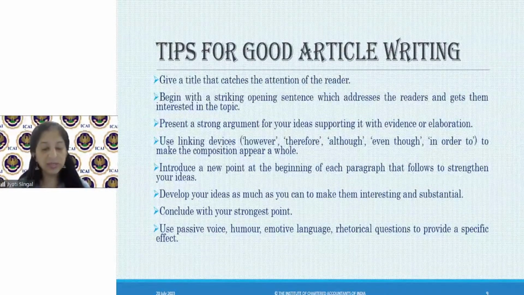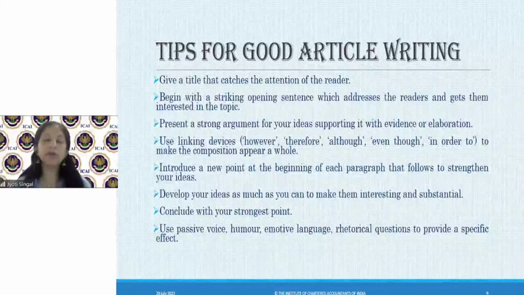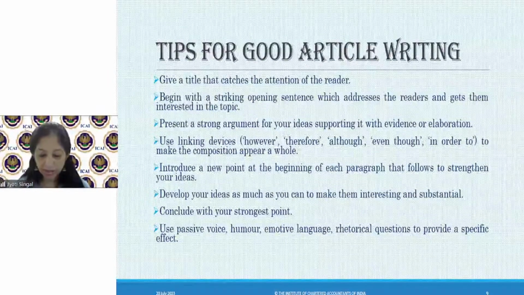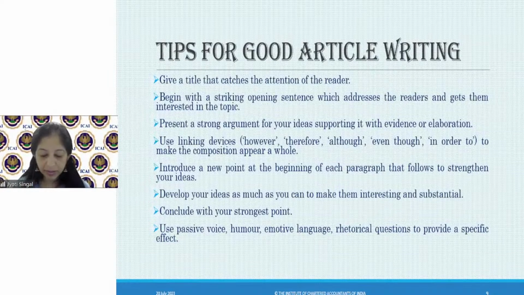All this is allowed whenever you are doing an article writing, because at the end of the day, we want that whatever you are writing should impress the reader and it should solve the purpose. It should send the correct message. Okay? Got it, everybody? Any doubt? Anything you want to ask?